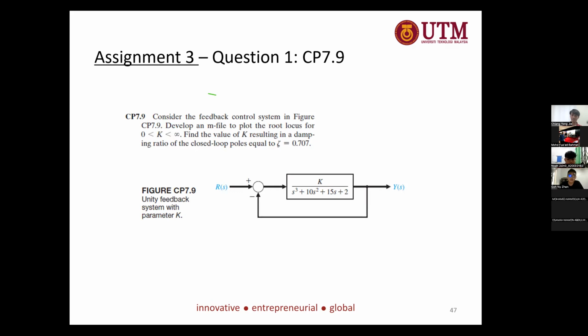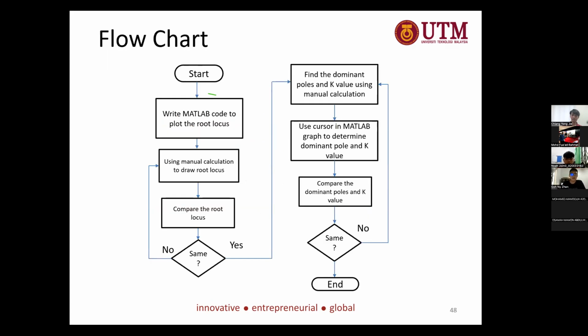So, presenting question CP 7.9. Consider the feedback control system in the figure below. Develop an M-file to plot the root locus for k greater than 0, less than infinity. Find the value of k resulting in a damping ratio of the closed loop poles equal to 0.707.